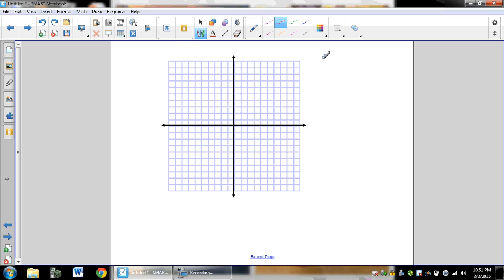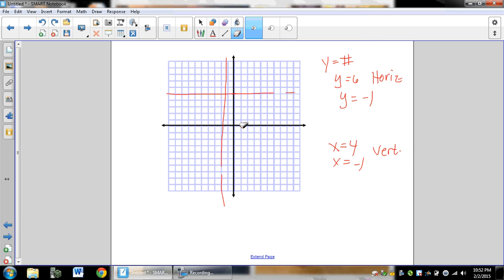If I wanted to do a y equals a number kind of thing, like y equals 6 or y equals -1, you start on the y-axis and go straight across. So y equals lines are horizontal, whereas x equals lines, something like x equals 4 or x equals -1, are vertical lines. Okay, pretend that's vertical. So y equals are horizontal, and x equals are vertical. All right, and then one more thing here.